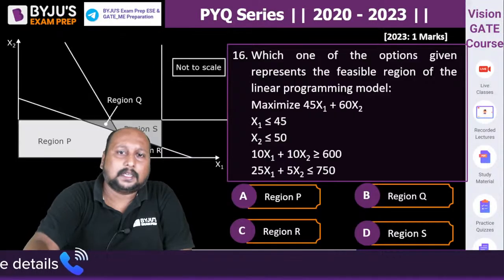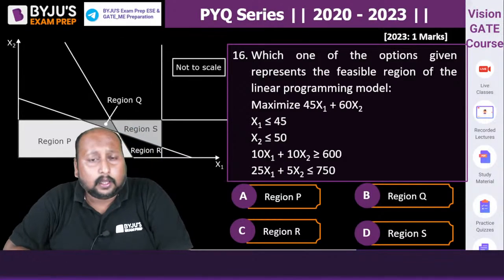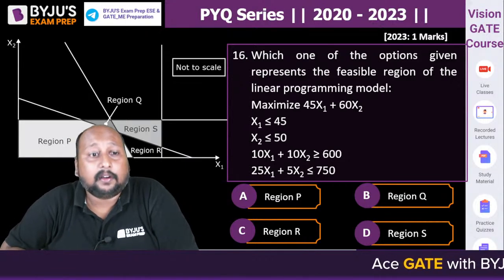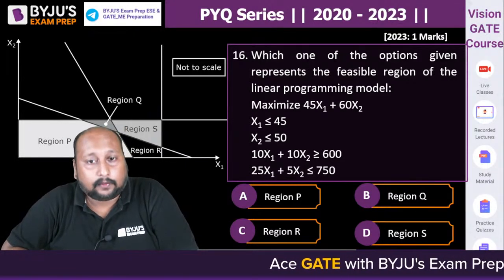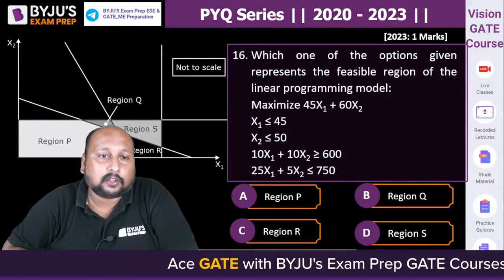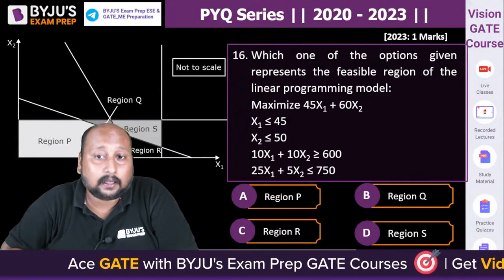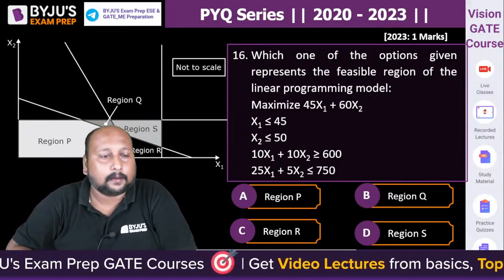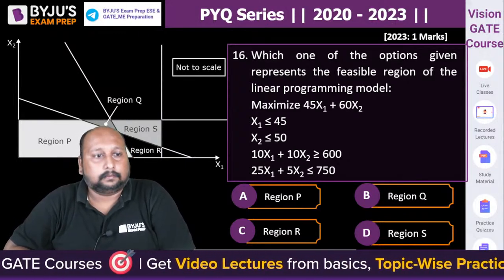Next question, question number 16. This is a question from your linear programming problem. Here they have given you some regions and some constraints. You have to identify which of the following gives the correct feasible region. P, Q, S, R. Okay, let's go.